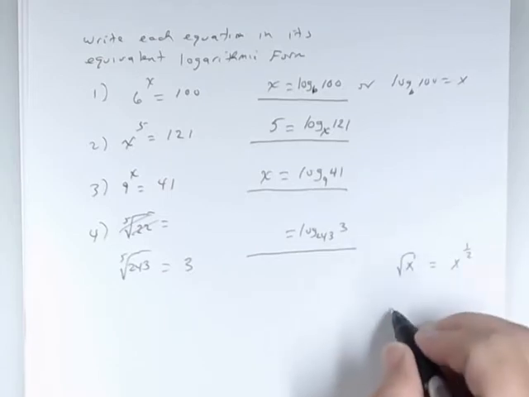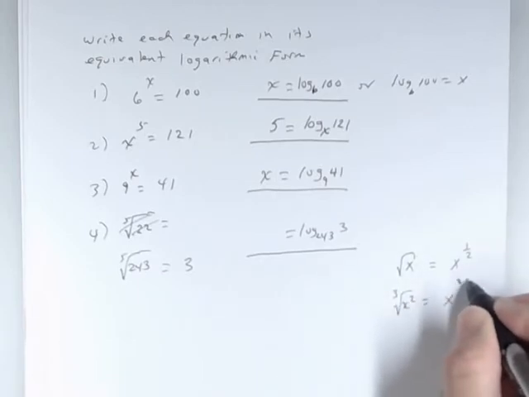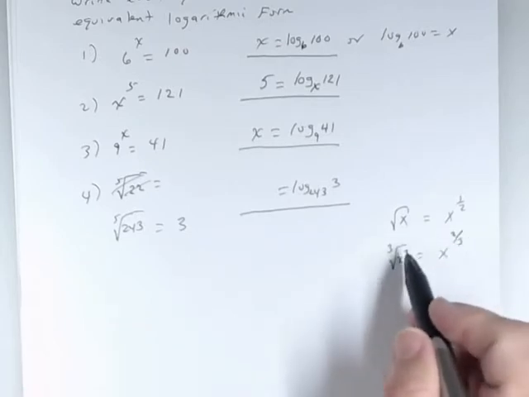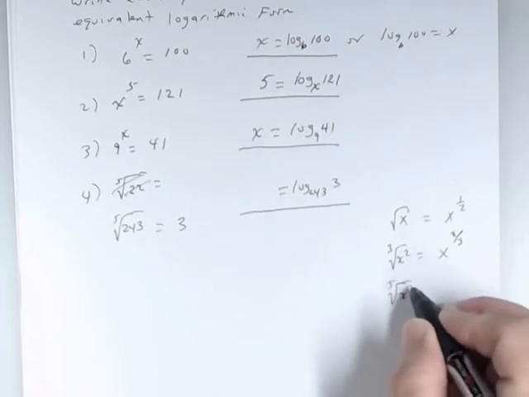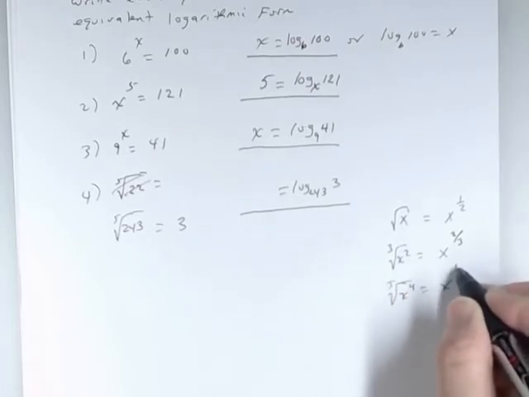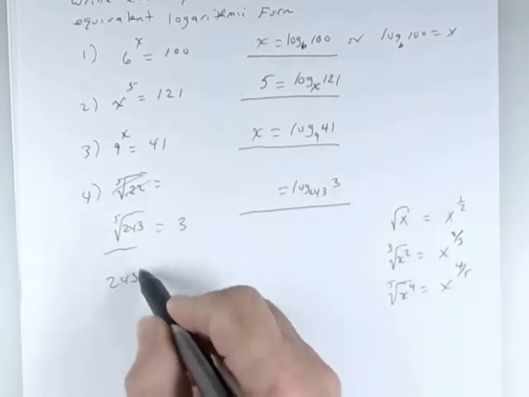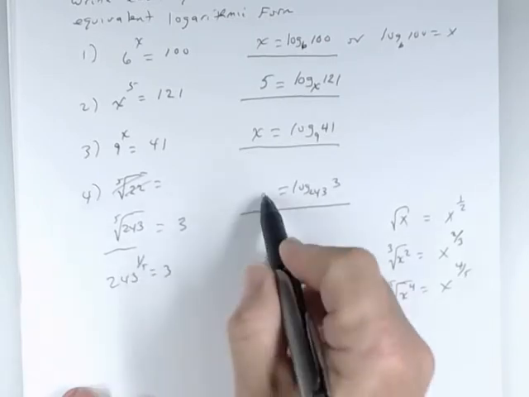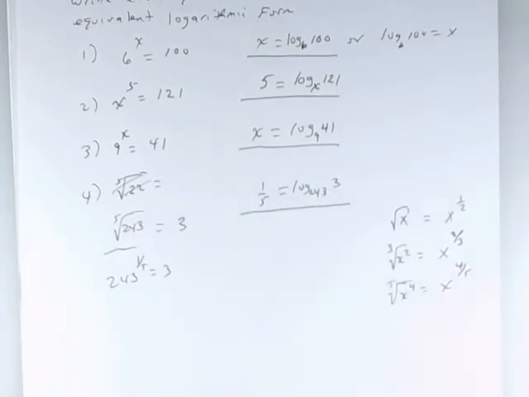2. So if you have the cube root of x squared, then that's x to what power? 2/3. Okay, 2 divided by 3. Your index is your denominator, your exponent is your numerator. The 5th root of x to the 4th power is x to what power? 4/5. So this right here is 243 to what power? 1/5. Now what is the exponent? 1/5. So your exponent is 1/5.